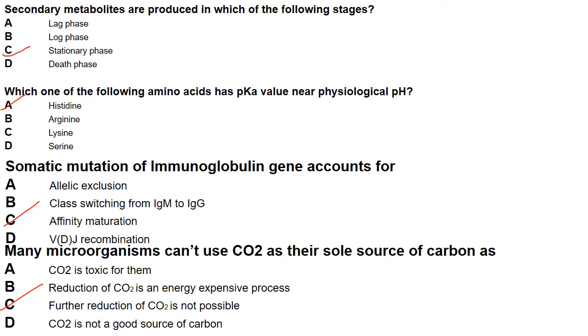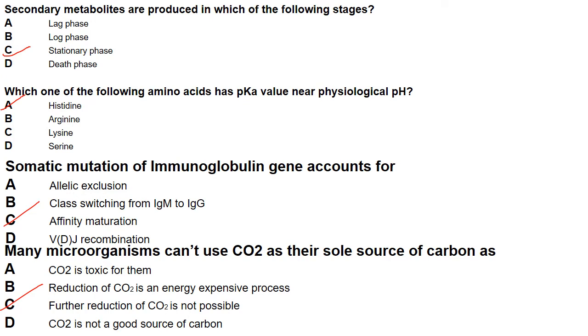Somatic mutation of immunoglobulin genes accounts for? Somatic mutation is found in immunoglobulins and it accounts for affinity maturation. Answer is option C. This question was repeated, I think, in some other PhD entrance examinations. You can refer to them. I have already made some videos on PhD entrance examinations for Delhi University, JNU and others. You can refer to those. Hyderabad University also I have done.